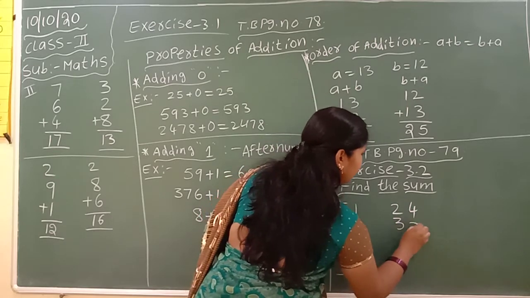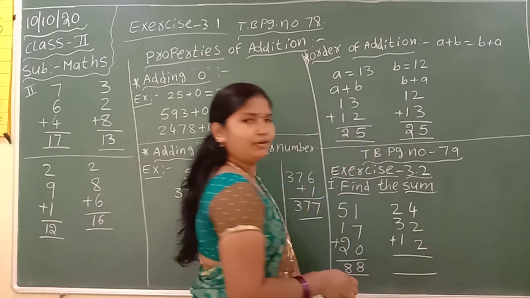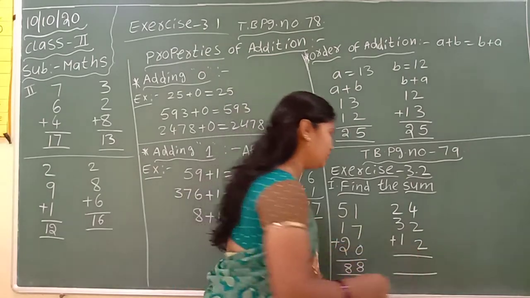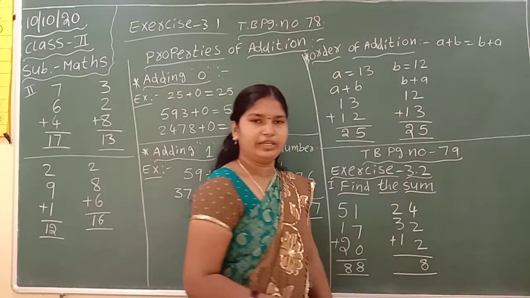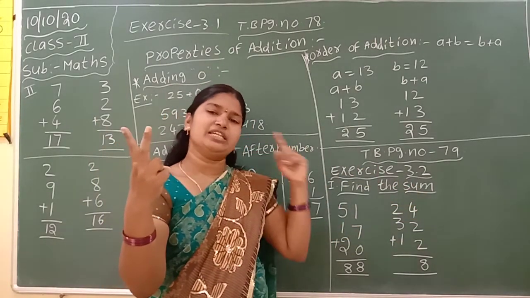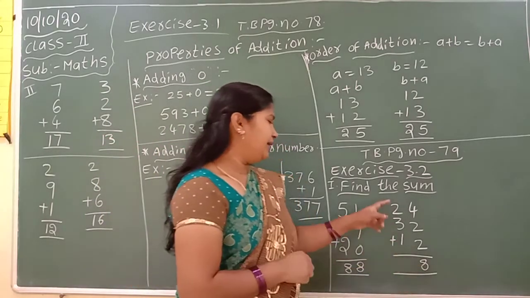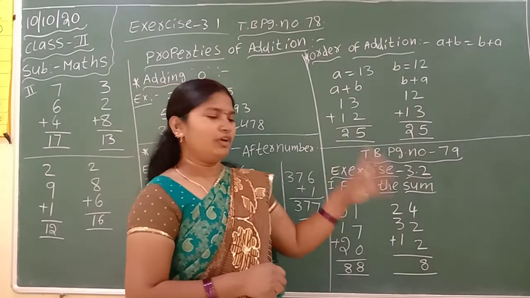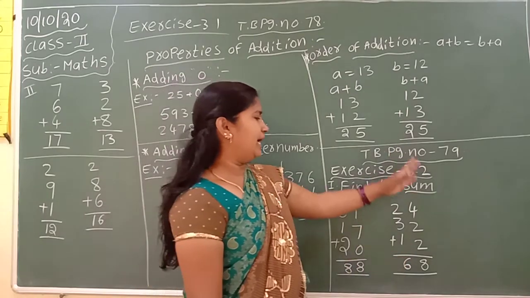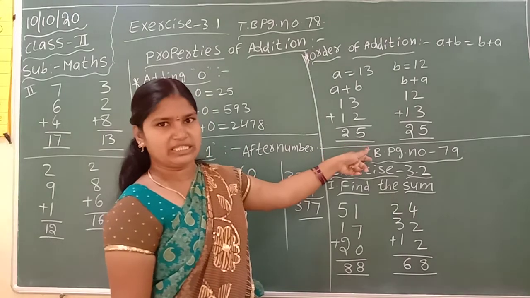Next one, second question. 24, 32, 12. Here also first we have to add the 1's place. 4 plus 2 is 6. 6 plus 2 is 8. Okay. 4 plus 2 is 6. Keep 6 in the mind, take 2 fingers. After 6, 7, 8. So I write 8 in the 1's place. Next, 2 plus 3 is 5. 5 plus 1 is 6. So the answer is 68. Like this you have to finish in your textbook page number 79. Some questions are there. Okay, children.